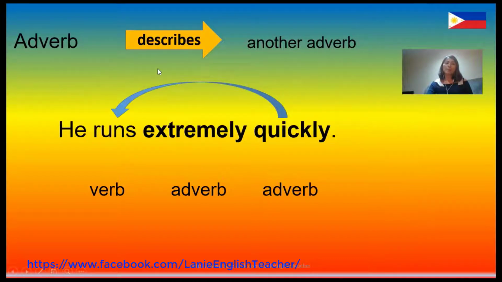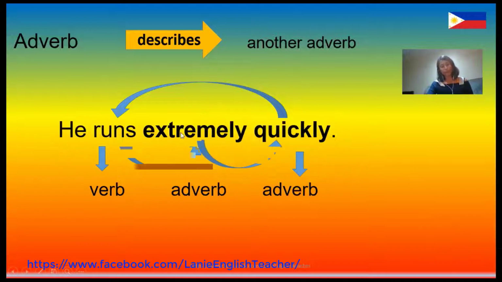Now this time, adverb describes another adverb. Now in this sentence, he runs extremely quickly. The word quickly here describes the word runs, which is a verb in the sentence. And quickly here, since it describes the verb runs, this is an adverb. Now another word, which is extremely, describes the word quickly, which is an adverb. So therefore, extremely is an adverb that describes another adverb.